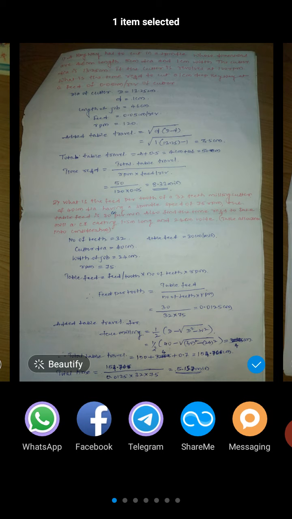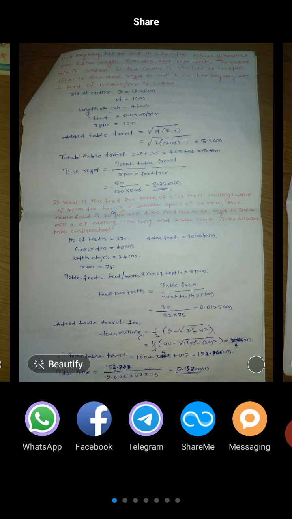Then what is the feed per tooth of a 32 teeth milling cutter of 40 centimeter diameter having a spindle speed of 75 rpm? The table feed is 30 centimeter per minute. And also find the time required to face mill a cast iron casting 1.5 meter long and 24 centimeter wide, taking the allowance into consideration.